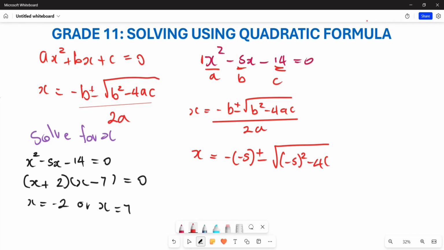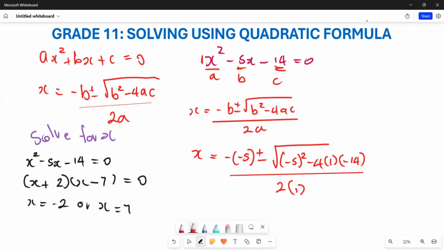Your a is given by 1, and your c is given by negative 14. This is going to be divided by what? What is your a? This is going to be 2 into your 1, altogether. And now when you are doing that, what is it that you are going to find?